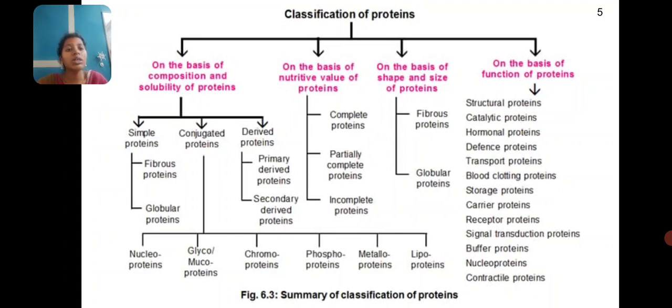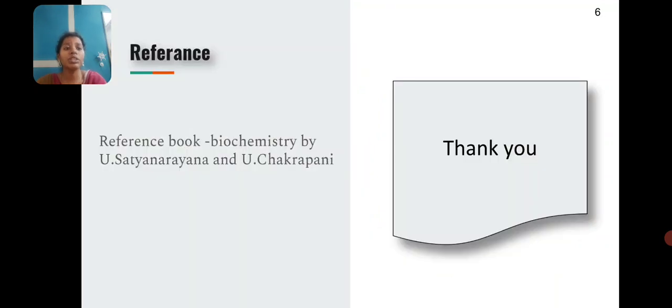Let us discuss the basis of shape and size of proteins: fibrous proteins and globular proteins. On the basis of function, proteins are structural proteins, catalytic proteins, hormonal proteins, deficiency proteins, transport proteins, blood clot proteins, storage proteins, carrier proteins, receptor proteins, signal transduction proteins, buffer proteins, nucleoproteins, and contractile proteins. These are the proteins on the basis of functions.